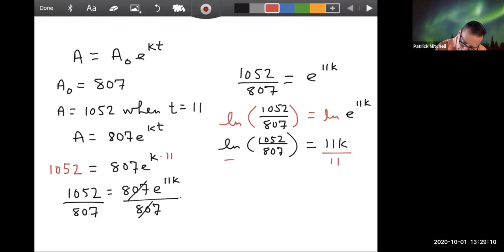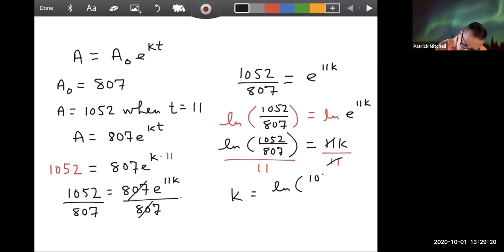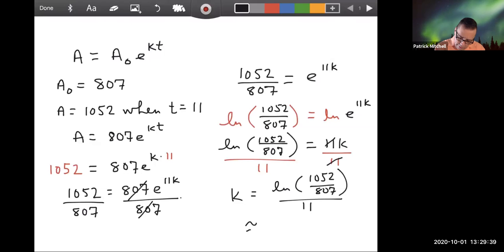k is natural log 1052 over 807 divided by 11, which is approximately 0.0241.